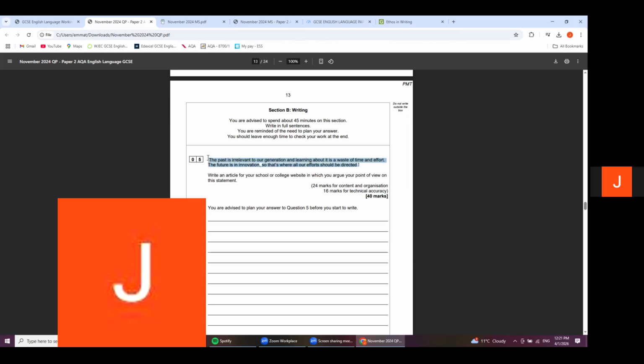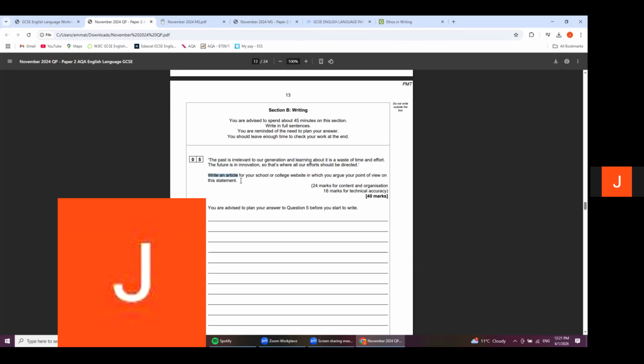Can I empathize and understand this line of argument, or do I completely want to disparage it and write my own version? The task is: write an article for your school or college website in which you argue your point of view on this statement. It's really important to make sure we understand what we're being asked to do here, because the wording can slightly change so much, and this does have a knock-on effect.